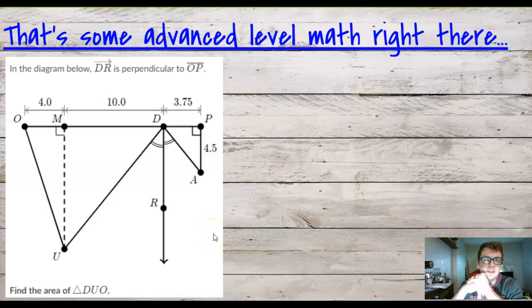Take a moment here. What is even going on? What could we do to visualize how we could relate triangles in this diagram to each other? It wants us to find the area of triangle DUO. So we need to know that height, or that altitude, right? What could we do?